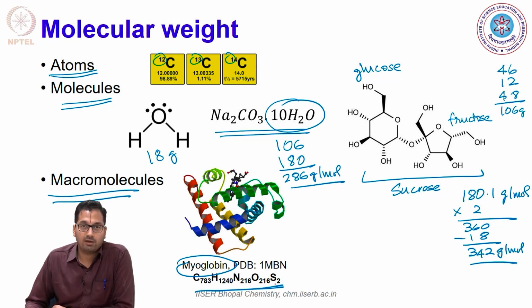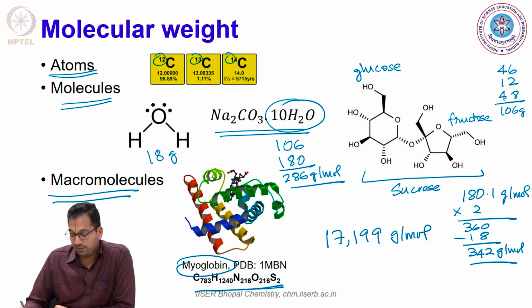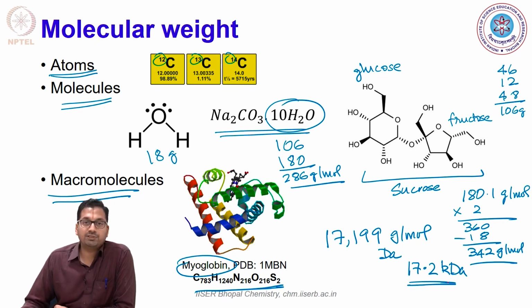Of course, you can take all day to sit and calculate its molecular weight. I had come prepared here. This is about 17,199 grams per mole. Generally in the field of proteins, this is going to be called as Dalton. So this is also referred to as 17.2 kilodalton, which indicates the molecular weight of myoglobin.